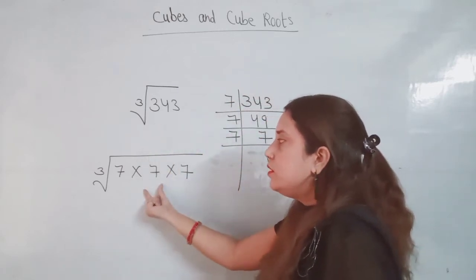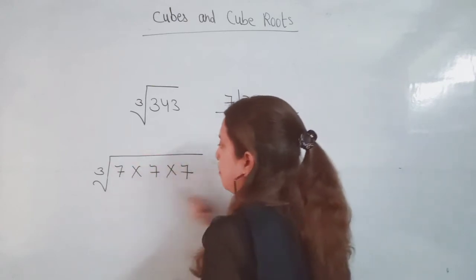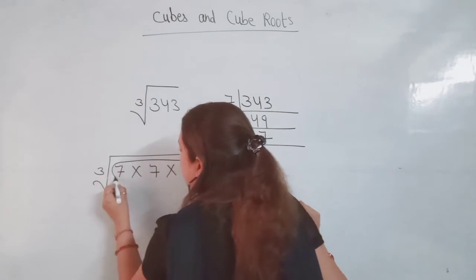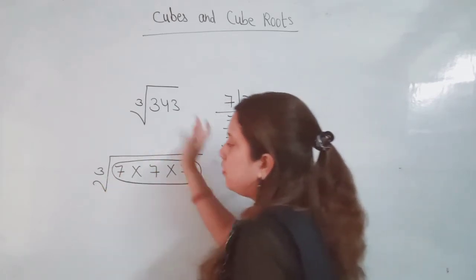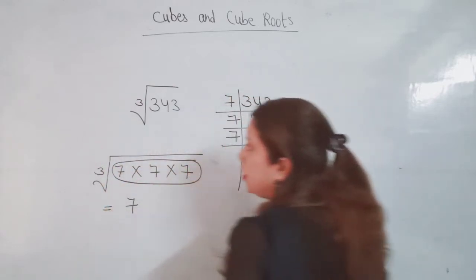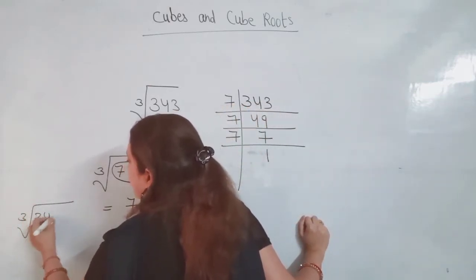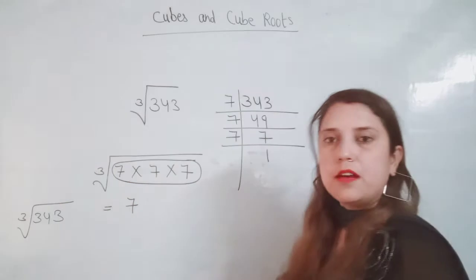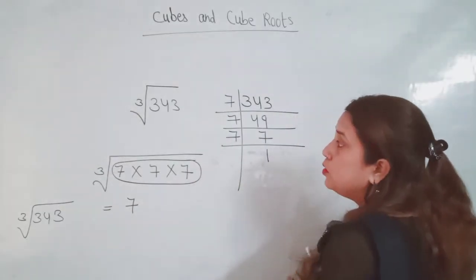We write it within a cube root sign and after that we make the triplet. There is only one triplet of 7. When this triplet comes outside the cube root sign, we write it 1 time. So the cube root of 343 is equal to 7. Okay beta, now this is about cube root.